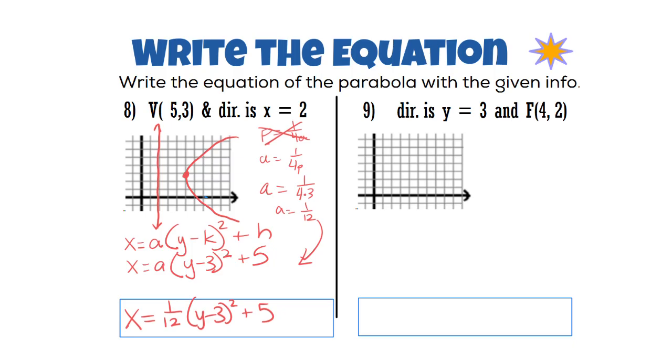Okay, let's try it one more time. I'm just going to give you different information, but see if you can figure this out. We've got the directrix is y equals 3. Y equals is horizontal at 3, so there's my directrix. I have a focus at (4, 2), right there. All right, can you, with that, envision what your parabola is going to look like?